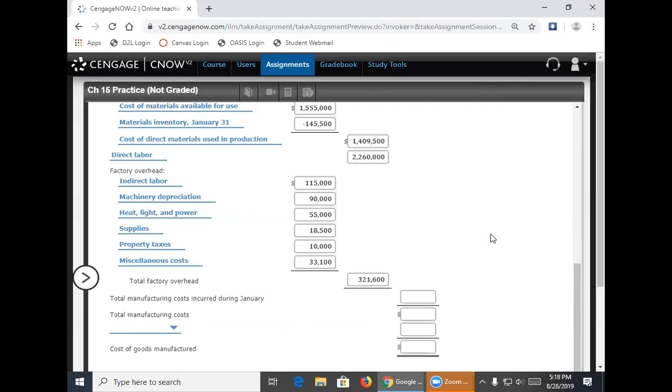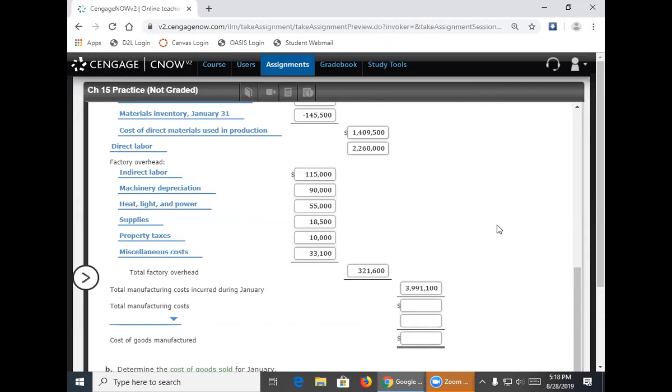So then it wants us to calculate the total manufacturing costs incurred during January. Okay. That is going to be your cost of direct materials used in production, plus your direct labor, plus your overhead. So it just wants what we've incurred this month. So cost of direct materials, plus direct labor, plus overhead. And again, that would be, what, 3,991,100.